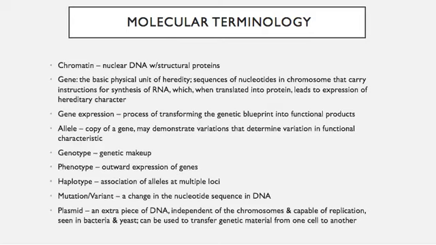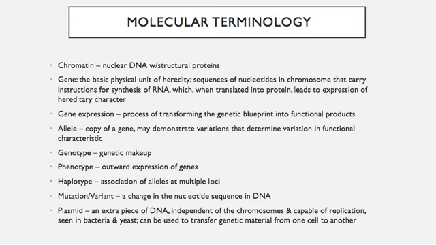Chromatin is the nuclear DNA with structural proteins. The gene is the basic physical unit of heredity. So sequences of nucleotides in chromosomes that carry instructions for synthesis of RNA, which when it gets translated into protein, leads to expression of hereditary characteristics. Gene expression is the process of transforming the genetic blueprint into functional products. An allele is a copy of a gene. It can demonstrate variations that determine a variation in a functional characteristic.